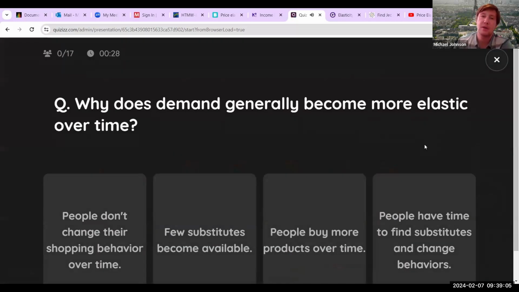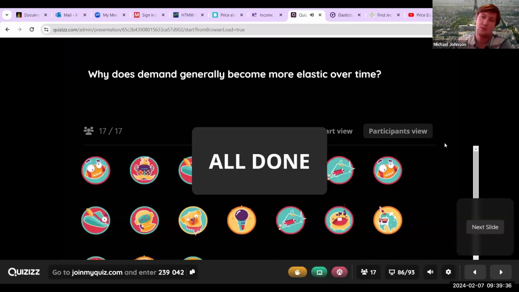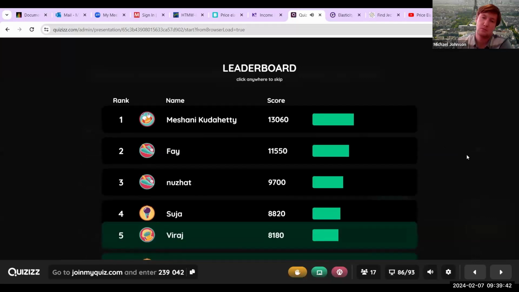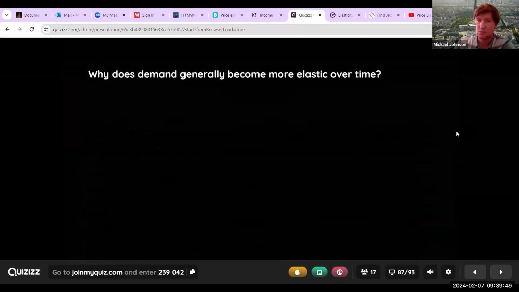Why does demand generally become more elastic over time? Because people have time to find substitutes and change behaviors.